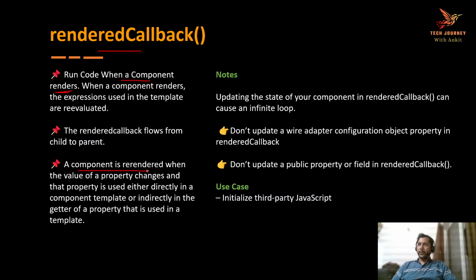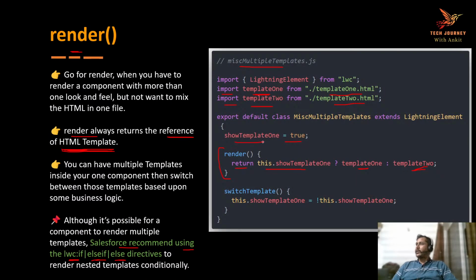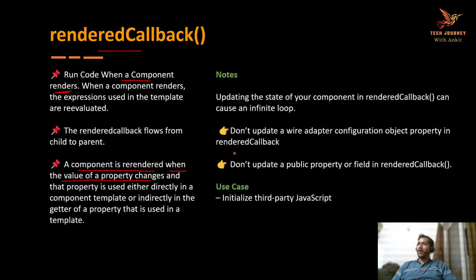So that means the component is rendered when the value of a property changes. For example, at the class level, you have defined one property. As soon as the value of that property changes, your renderedCallback will automatically execute. For example, here we have the property showTemplateOne. If this property value is changing, like we are changing the value of this property here, what will happen? Automatically the renderedCallback will execute.